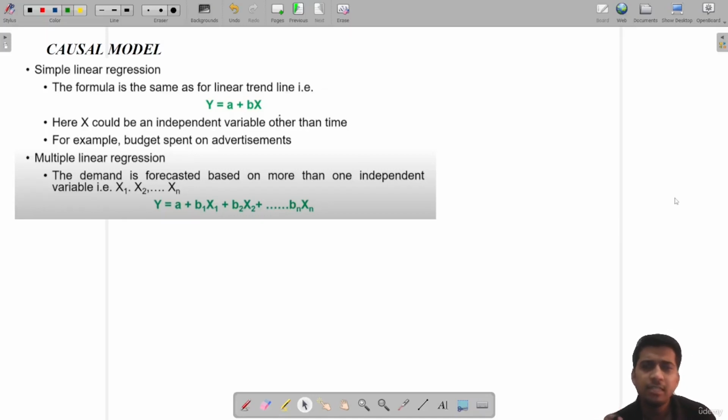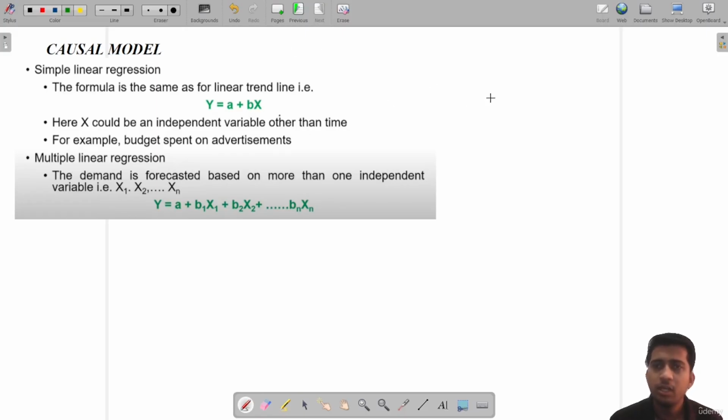In the previous lesson, we discussed linear regression. Now, in this lesson, we'll be talking about causal models. So far, we have been discussing only time series models, and there is one assumption upon which time series models are based.